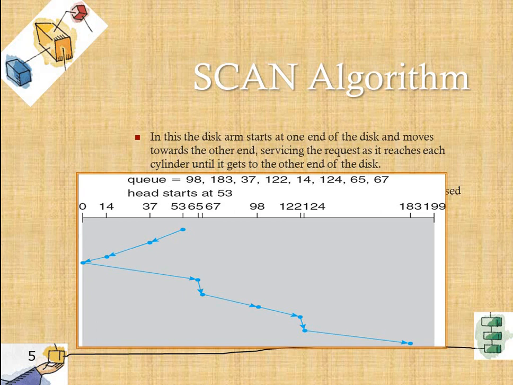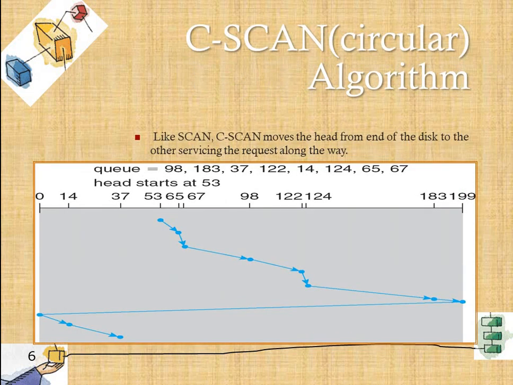Now once we have understood the scan algorithm, let us understand the next algorithm, which is along the lines of the scan algorithm, the C-scan algorithm, also called circular scan, where C stands for circular. So let us go to the next slide and learn. Okay, so now this is similar to the previous example that we have seen. This is another variant of the scan algorithm, which is the C-scan algorithm.